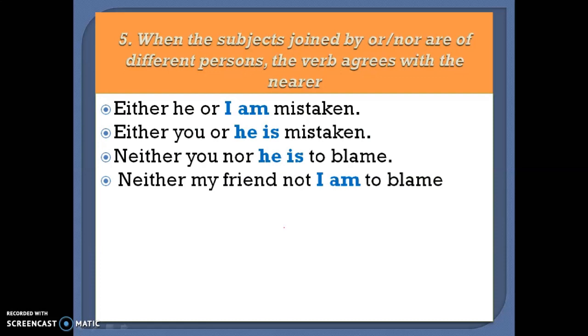And when there are two subjects, or you can say pronouns, if they are joined by either or, neither nor, they require a verb according to the nearer subject. For example, either he or I am mistaken. So we have used am according to I. Either you or he is mistaken. Neither you nor he is to blame. Neither my friend nor I am to blame.